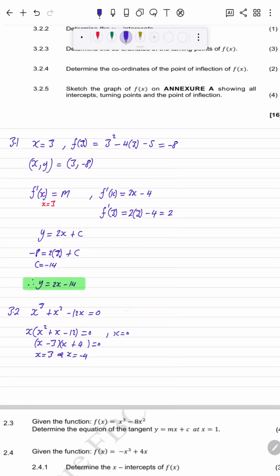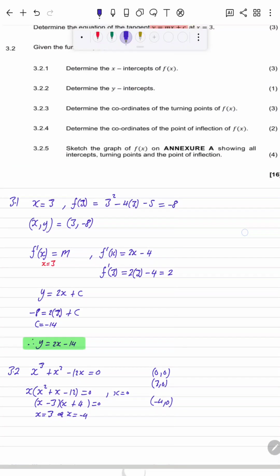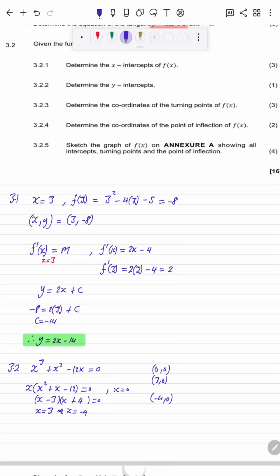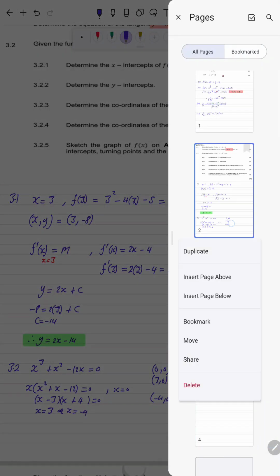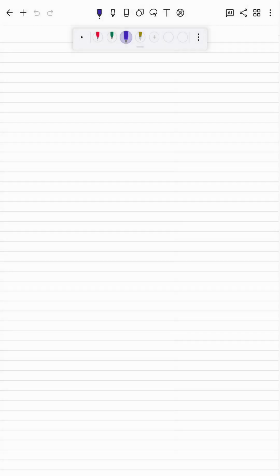So they wanted the x-intercept. So it means that we have the x-intercept at 0 and 0. The other one is at 3 and 0. The other one is at minus 4 and 0. Remember, we only have an x-intercept when the value of y is 0. So that is what we are talking about there.